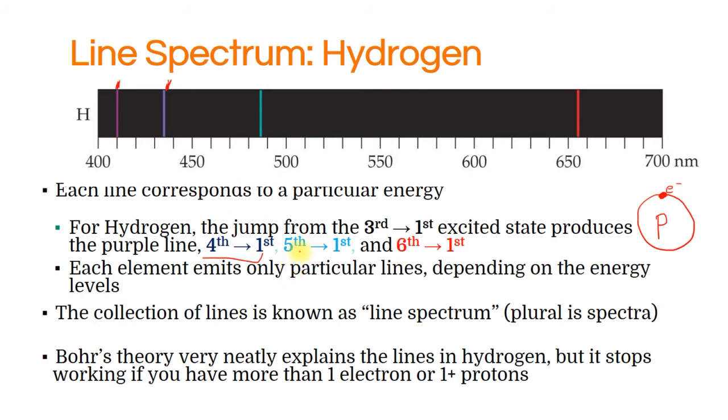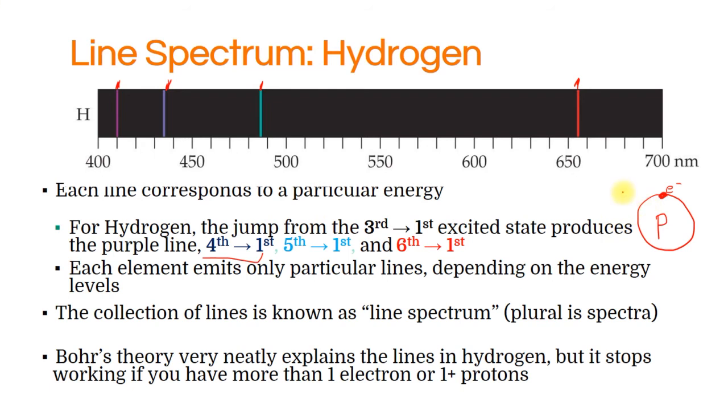If you go from the 5th excited energy state down into the 1st, you get this one. If you go from the 6th to the 1st, you get this one. This was an amazing discovery because we finally had an explanation for how matter and energy were related to each other. The transition of electrons from an excited state to a lower state was producing the colors of light that we see.